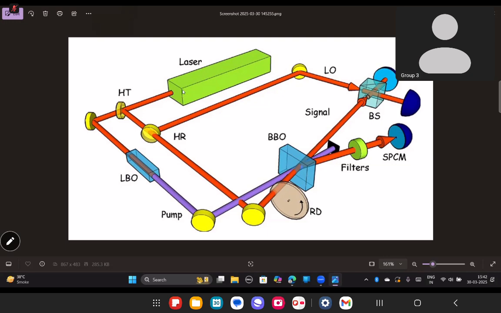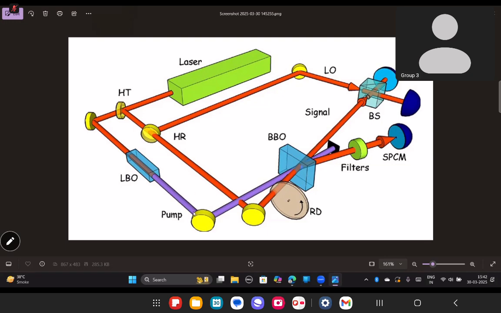Now, this laser beam is incident on an LBO crystal, the lithium borate crystal. This is a non-linear crystal which converts the fundamental wavelength into its second harmonic. Why do we want this conversion? This second harmonic beam is essential as it provides the required energy for PDC, the parametric down conversion.